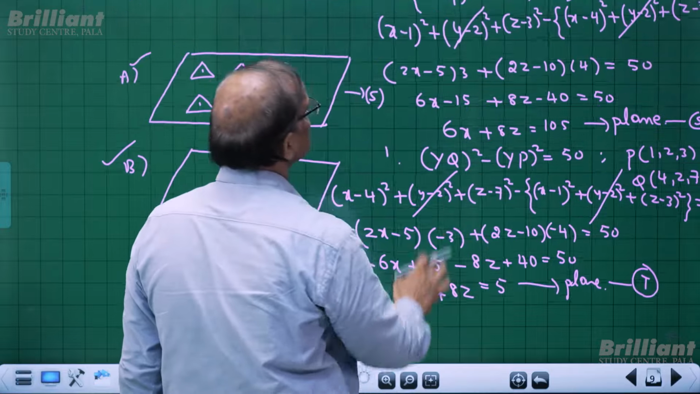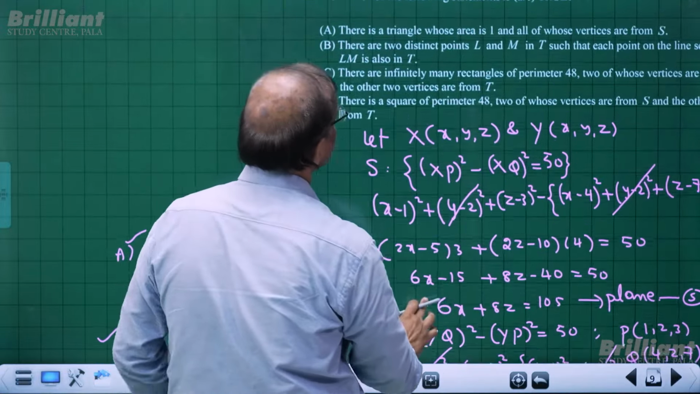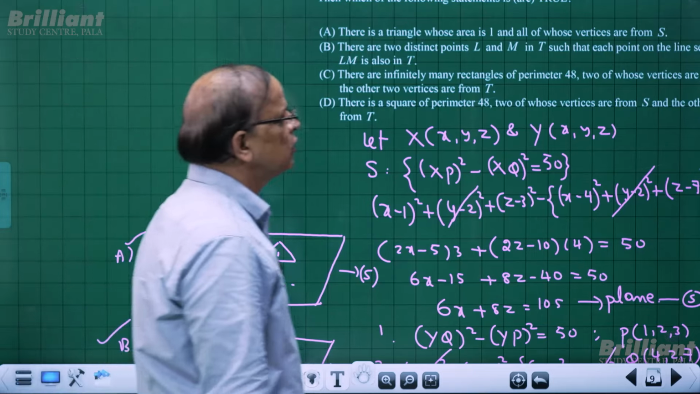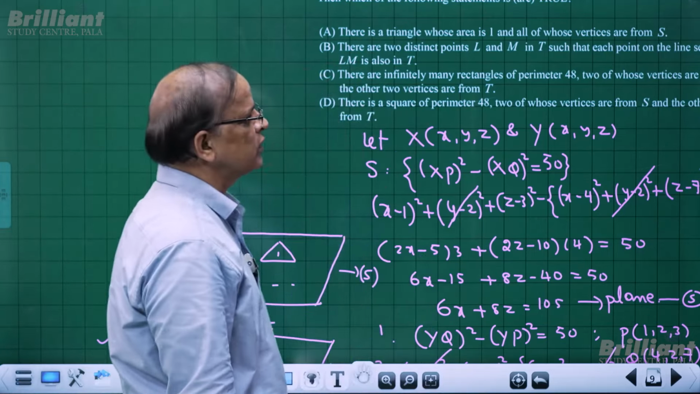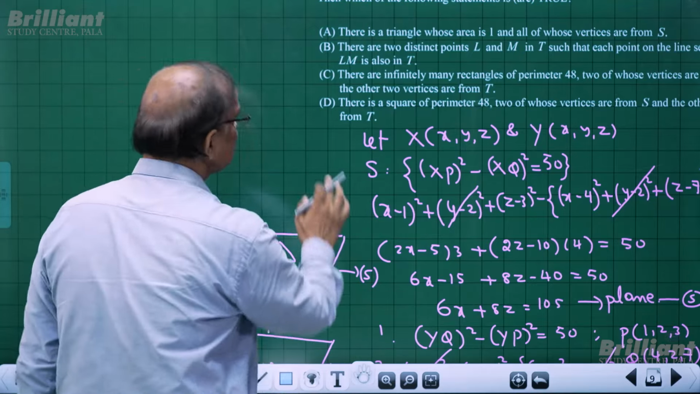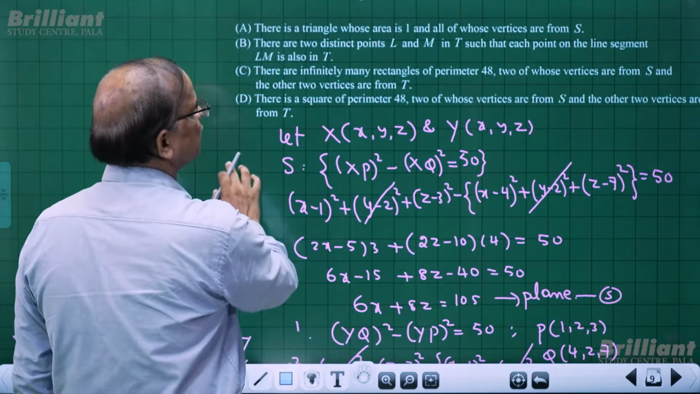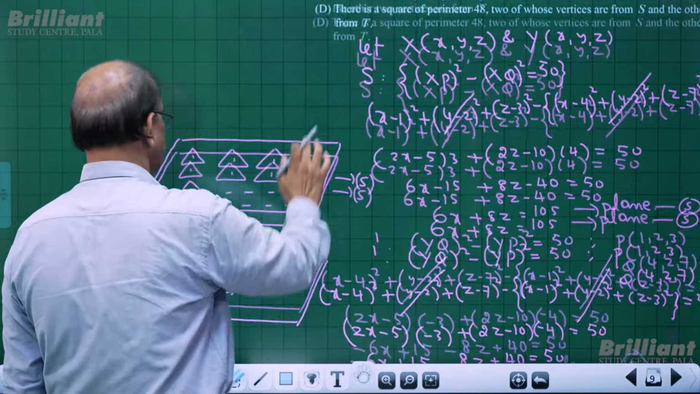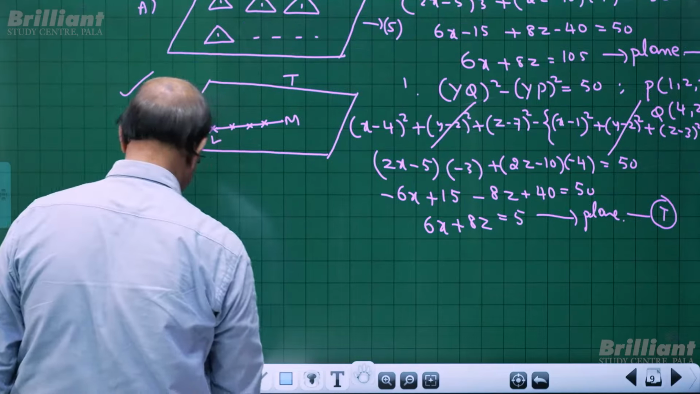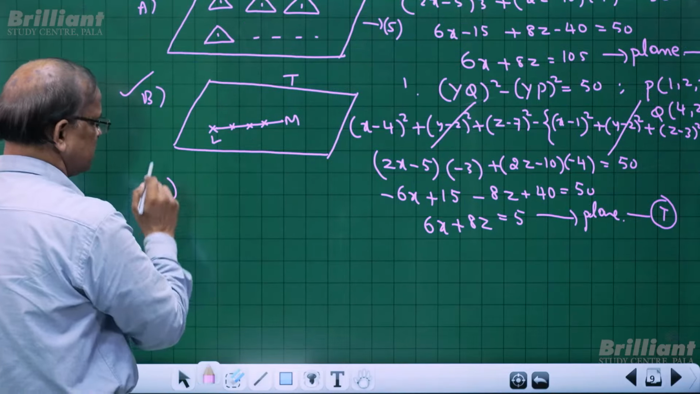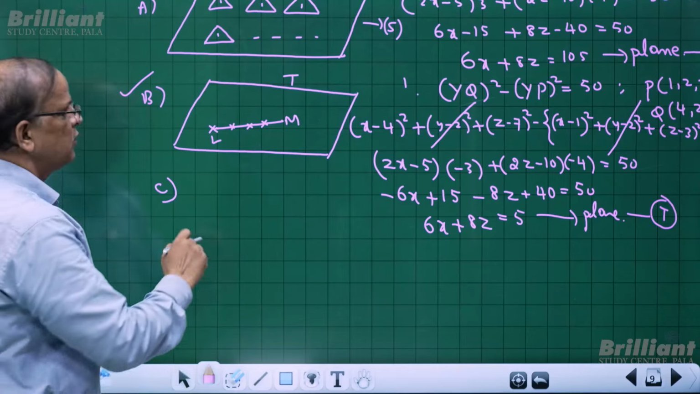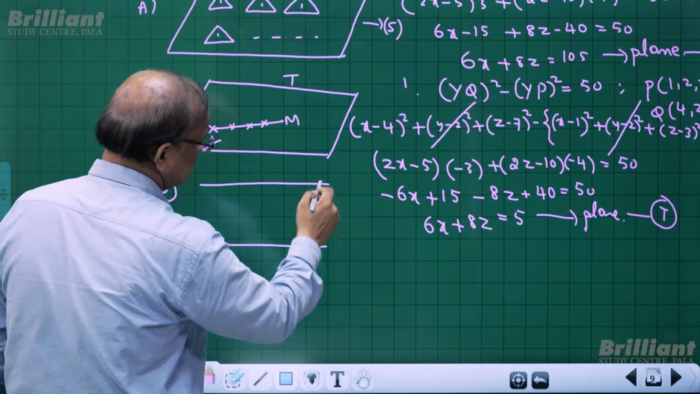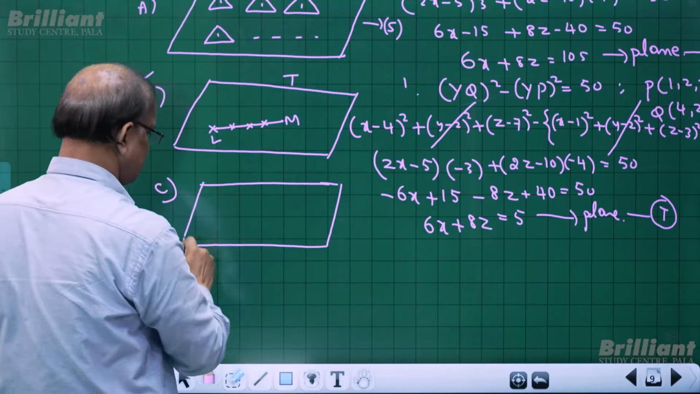Now, C: there are infinitely many rectangles of perimeter 48, two of whose vertices are from S and the other vertices are from T. See here, there are two planes, one plane is S, one plane is T, like this.